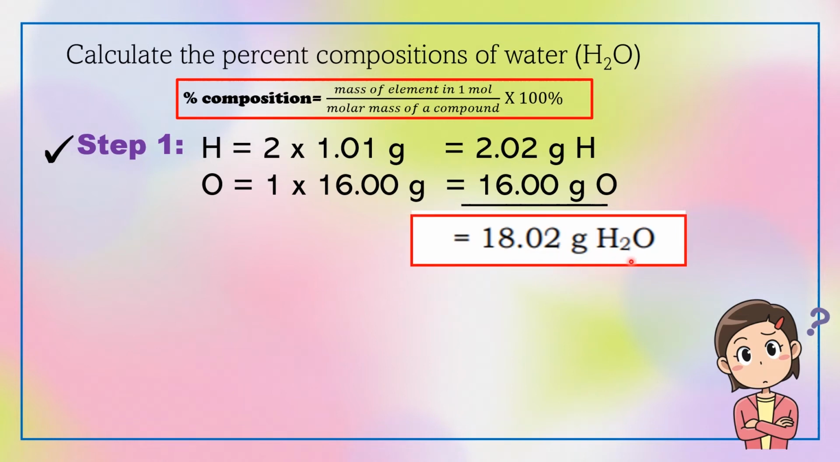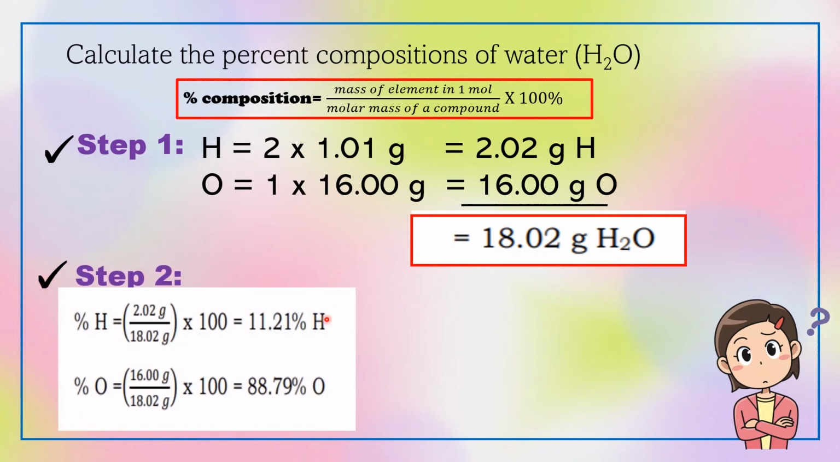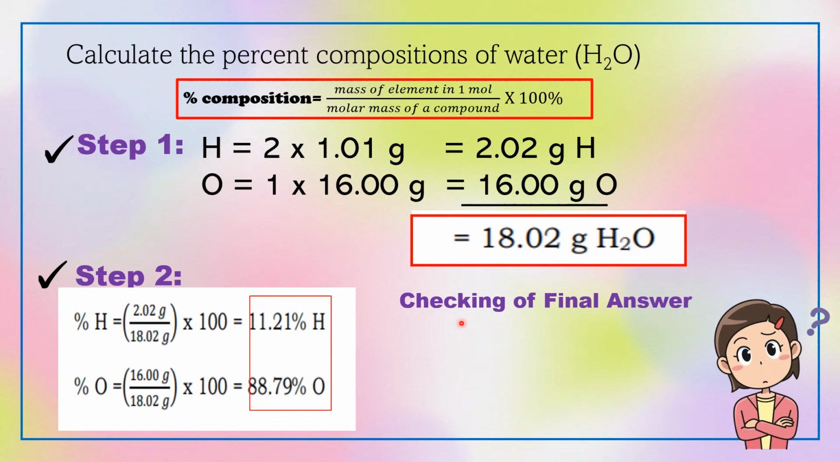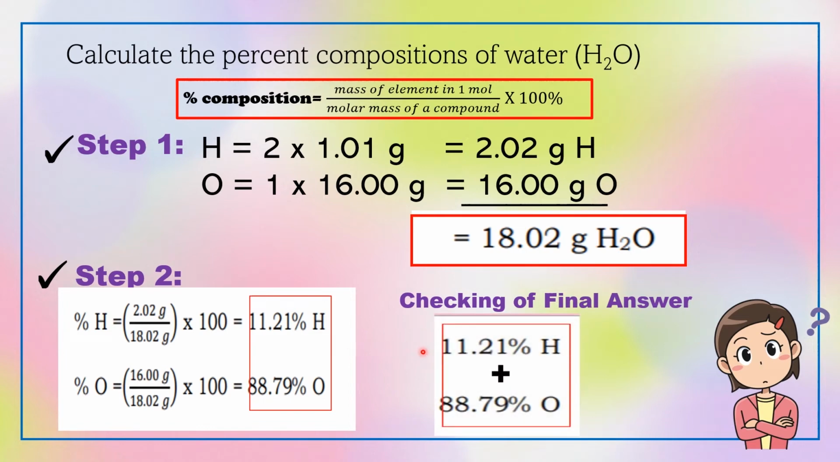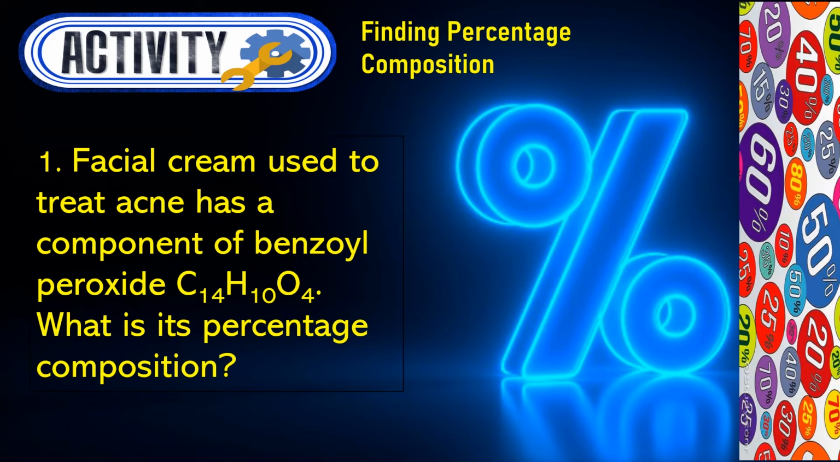18.02 grams per mole of water. Step 2 is to determine the percent composition of each element in the compound. So following the formula, mass of each element divided by the molar mass times 100% will give you 11.21% for hydrogen and 88.79% of oxygen. Again, in checking your final answer, sum up all the percentages and it should be near or equal to 100%.